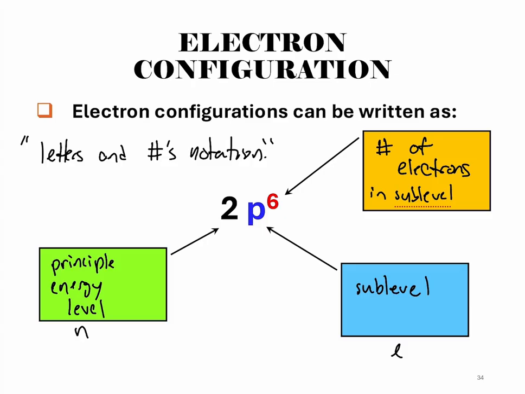Why do we have to do this? Because this gives us the electronic structure of the atom, which is going to be related to how things are organized on the periodic table. So today's lab is going to be writing the electron configurations for 4 specific elements.